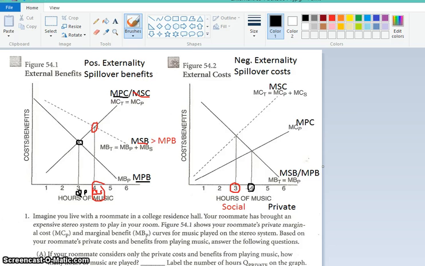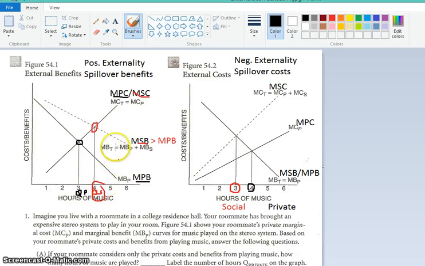So where do we have no external costs? We've got to make sure we're looking at the right graph first. Which graph has no extra cost? Well, which graph only has one cost curve? Let's see here. MPC, MSC, that's 2. So this isn't it. So we're looking over here.